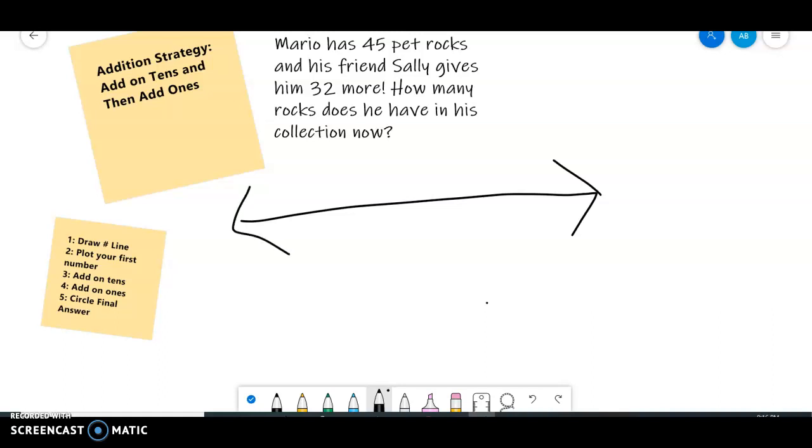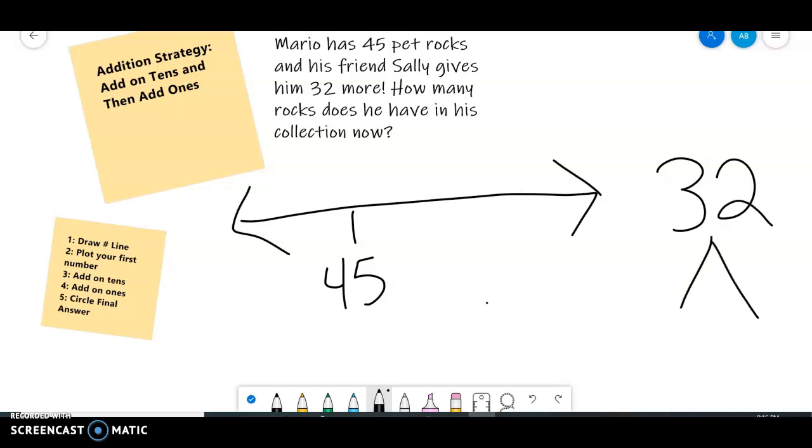Now, step 2 says to plot our first number. The first number is 45, so we're going to put it right here. Number 3, we add on our tens. Before we do that though, let's take our number 32 that we're adding on, and let's break it down into tens and ones. So that would be 30 plus 2, right?